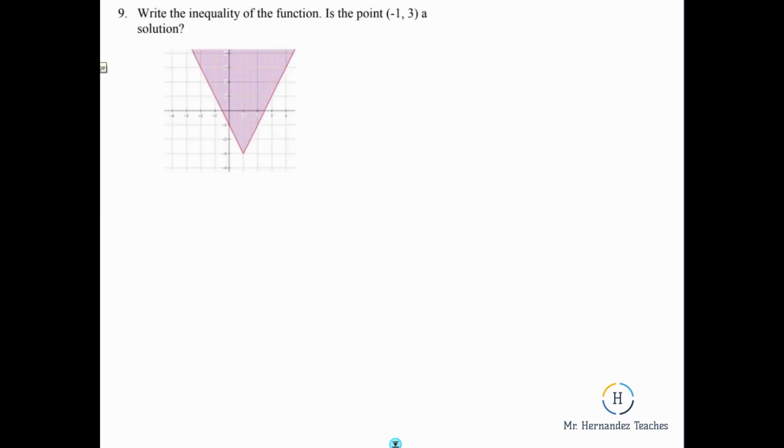Number 9, write the inequality of the function. Is the point (-1, 3) a solution? So let's get the inequality first. It goes 1 right and then 3 down, and it looks like my slope is up 2 over 1. So how am I going to write that? Well, y is equal to 2 times the absolute value of x minus 1. So 2 for my slope, -1 to the right, and then 3 down, so -3.